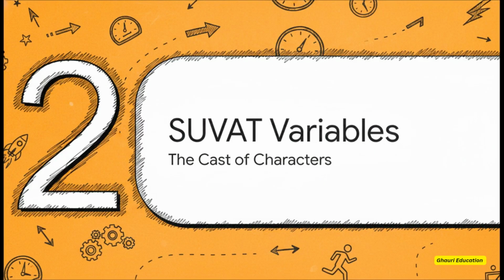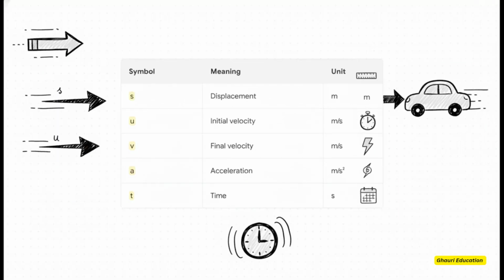Moving to Section 2. Meet the SUVAT variables, the cast of characters. Now, you really can't use these cheat codes if you don't know the buttons to press, right? Formulated by Sir Isaac Newton, these equations govern exactly how objects behave when their acceleration remains steady and constant. We often call them the SUVAT equations, named directly after the 5 key symbols you've got to know. S stands for displacement, measured in meters. U is our initial velocity, and V is our final velocity, both measured in meters per second. A represents acceleration in meters per second squared, and finally T is time, in seconds. Master these 5 variables, and you've literally got the keys to the physical world.